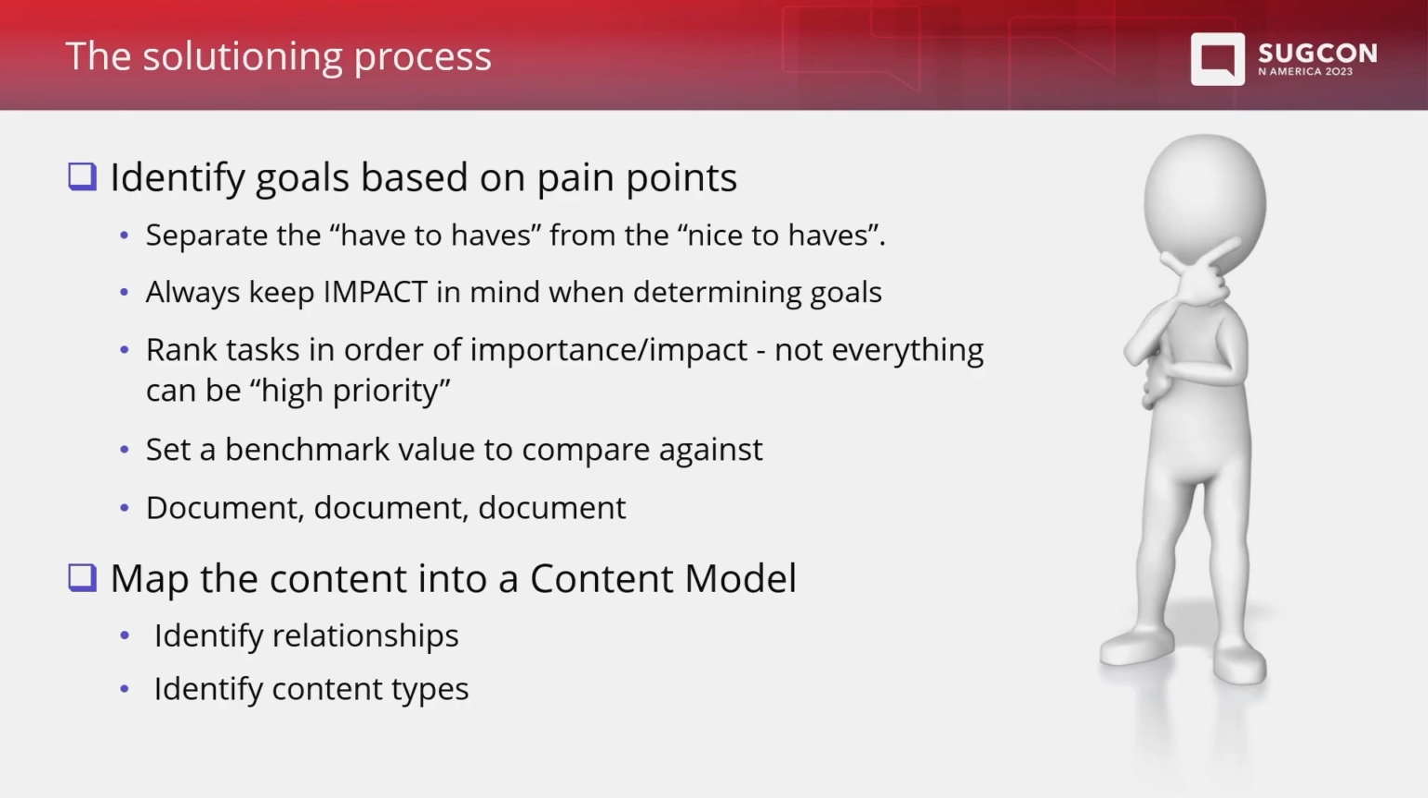This is really hard. A have-to-have is, if it wasn't there, would this still work? The nice-to-haves is if it wasn't there, it wouldn't work as nice, but it would still work. So that's a good thing to put along. Rank your tasks in order of importance. Not everything can be critical and high priority. That's not how the world works. Somebody has to be last.